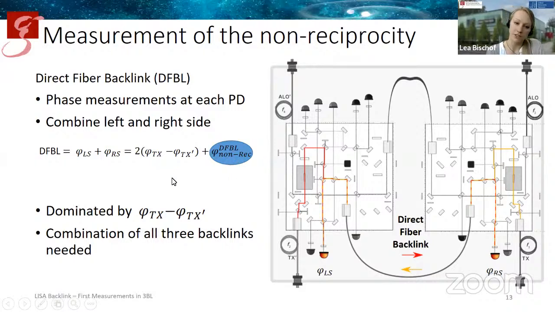And all of this together is what we measure in our non-reciprocity. So this measurement is actually limited by this noise term. And normally in an experiment, you would use a reference interferometer to subtract this noise term, but we don't have this here. But we have three backlinks, and they can act as a reference for each other. And therefore, we always combine them pairwise so that we can really measure what we want, so this non-reciprocal term.